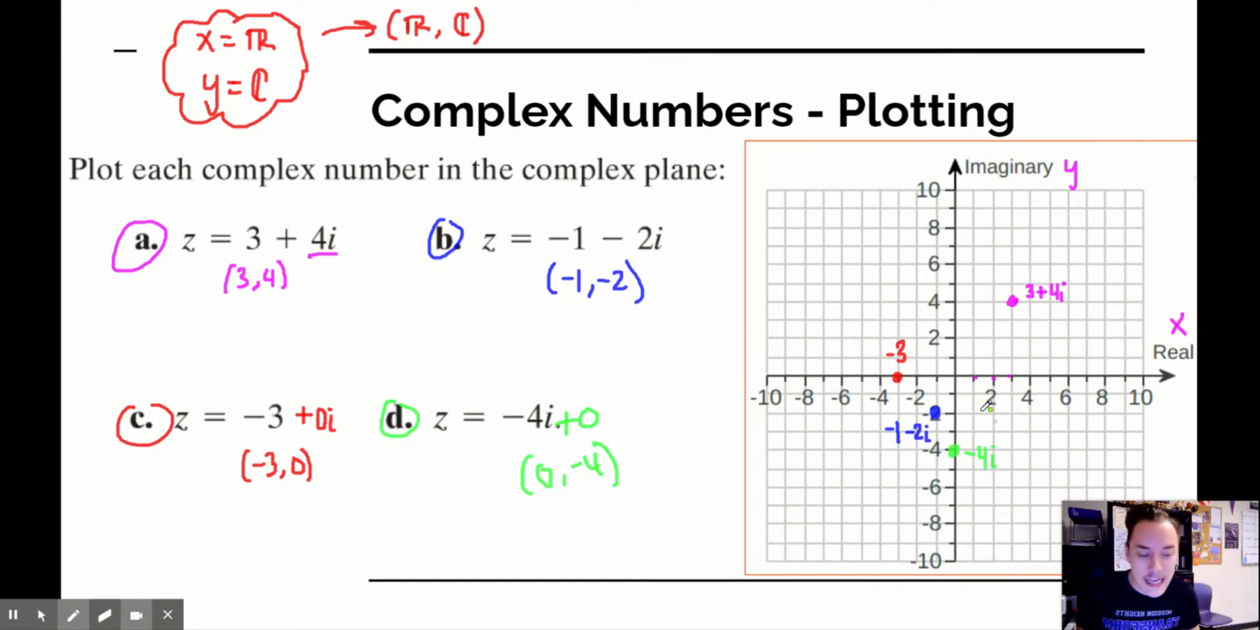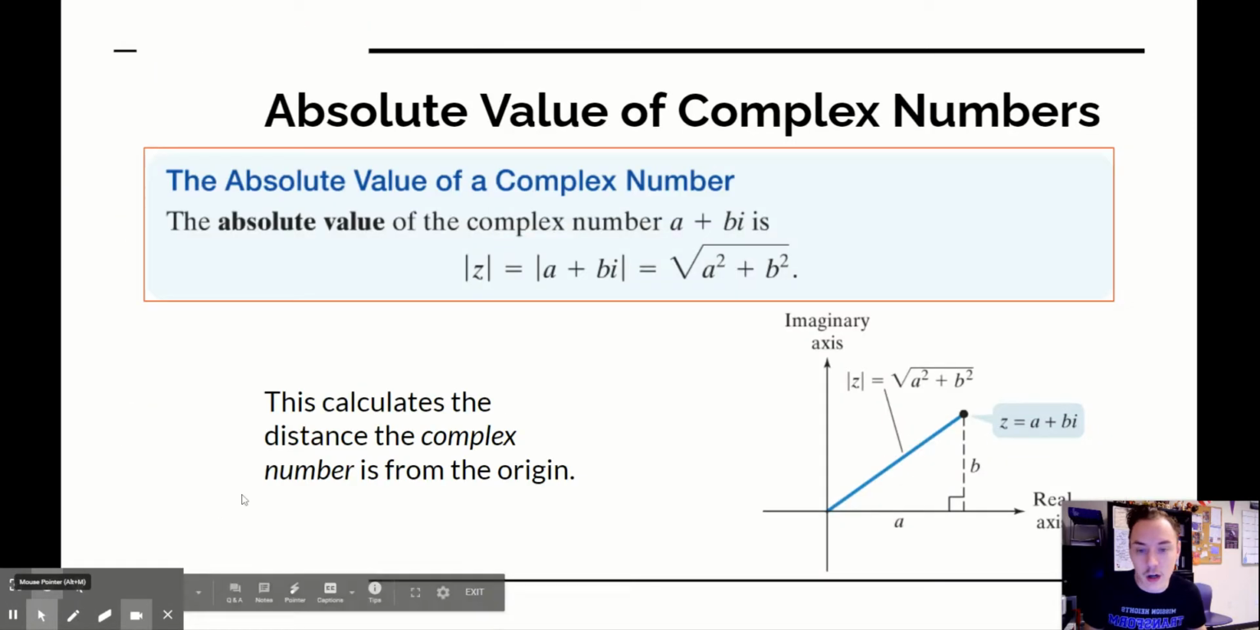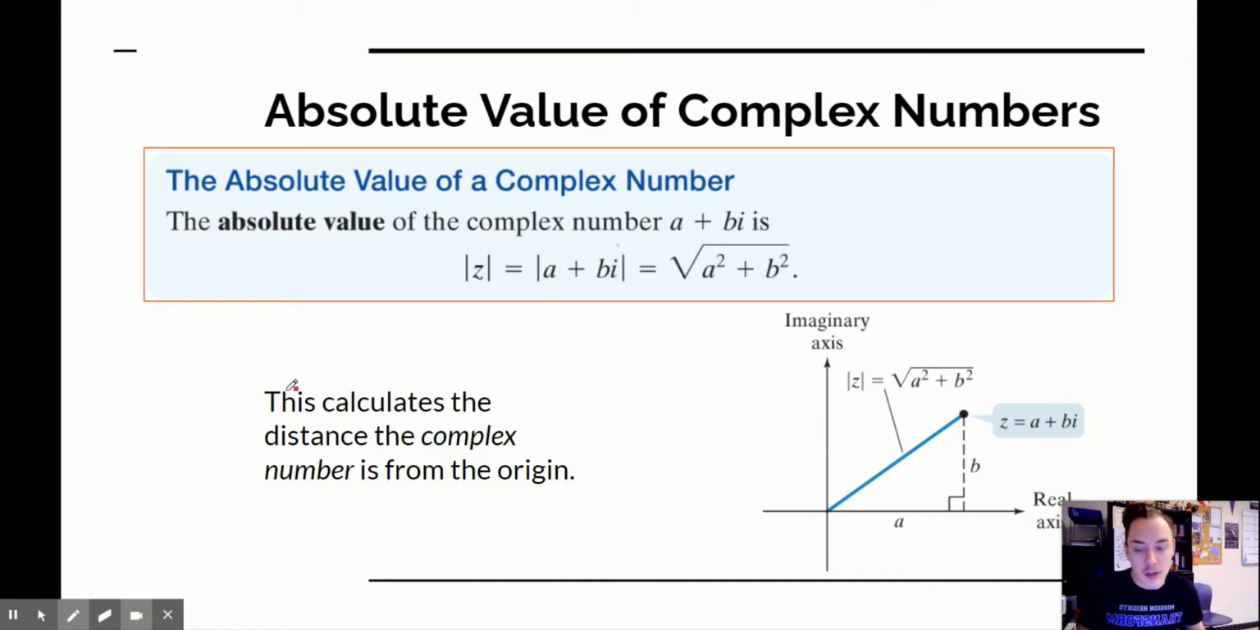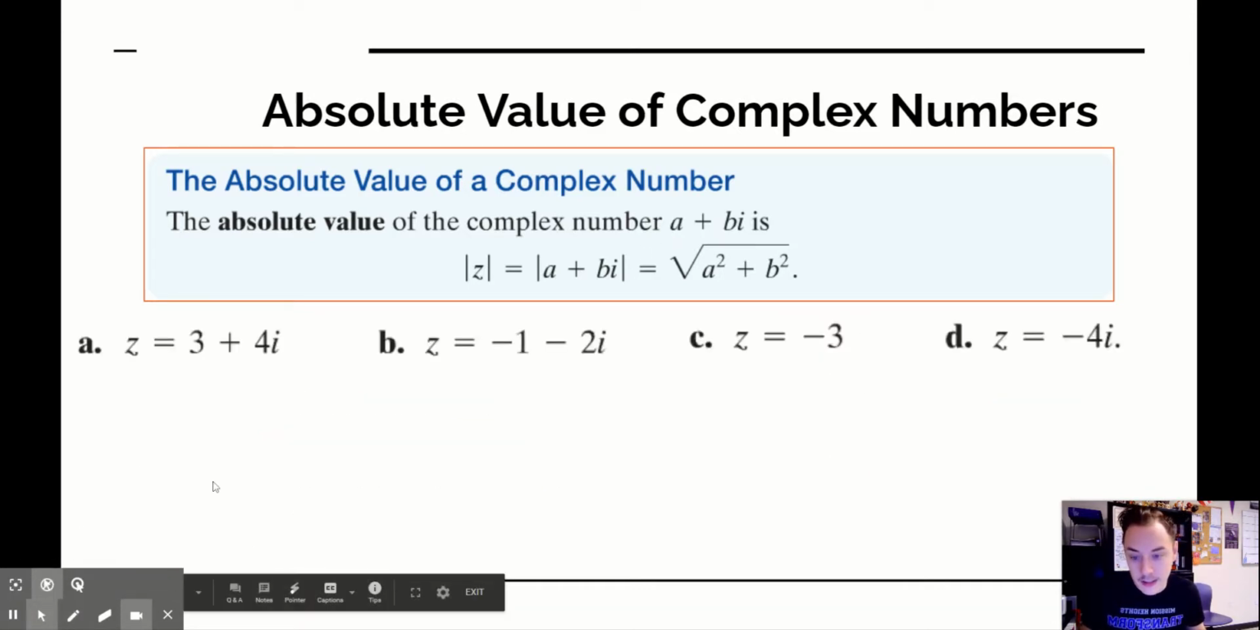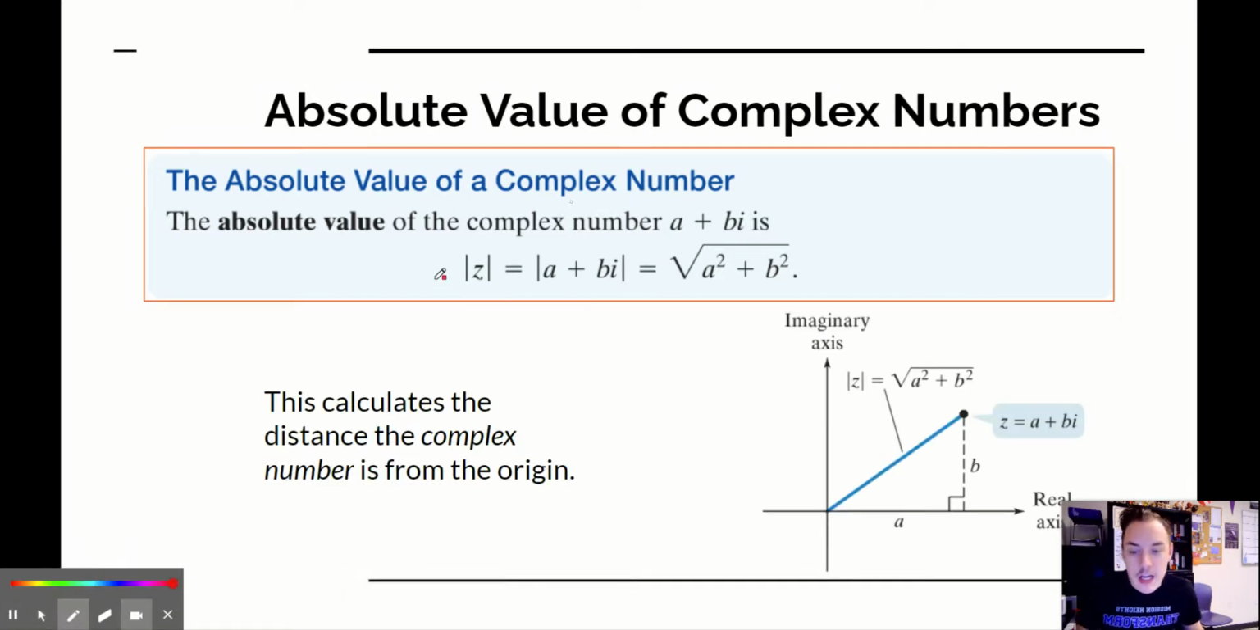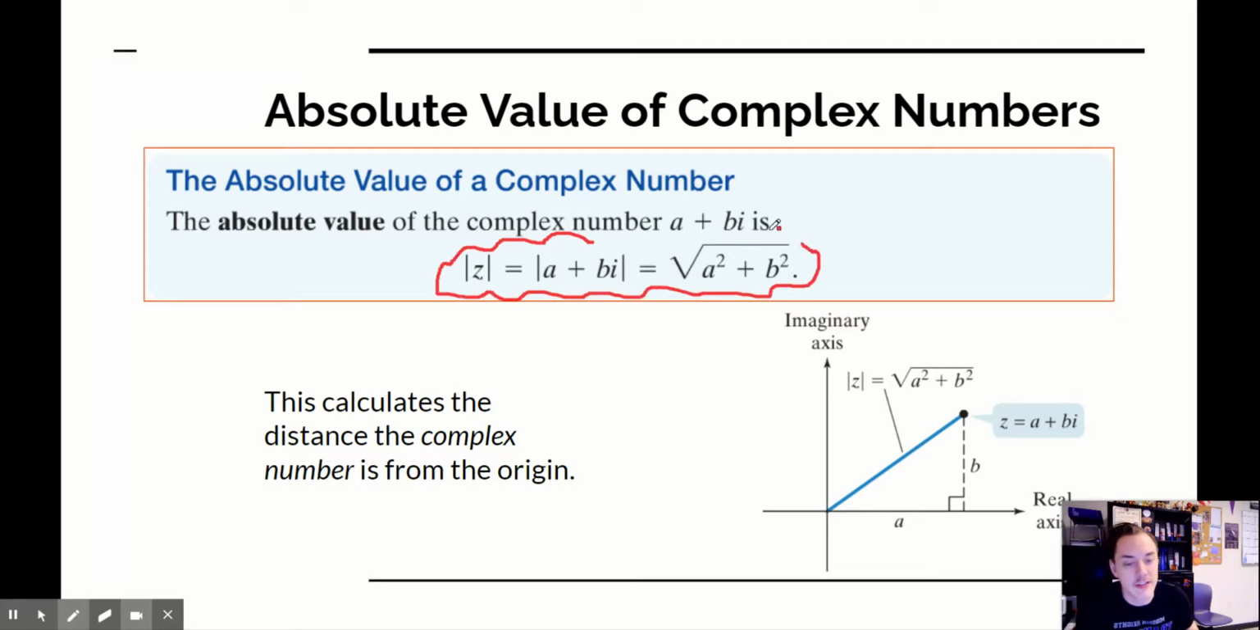All right. So now let's erase this. Let's get into what we call the absolute value of complex numbers. Now, it looks more scary than it is, but it's not. So what do you really need? Okay. So what you really need is to know this. So please put that in your notes. That's probably the most important.